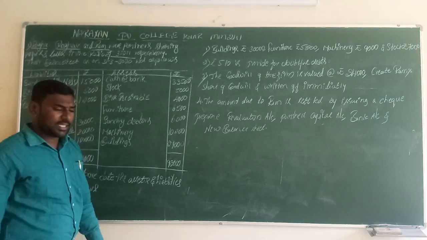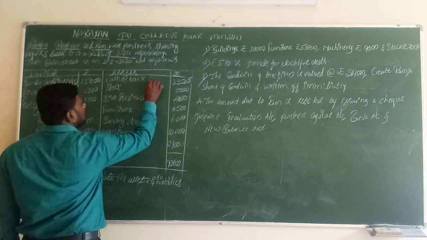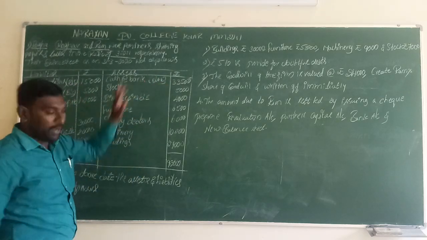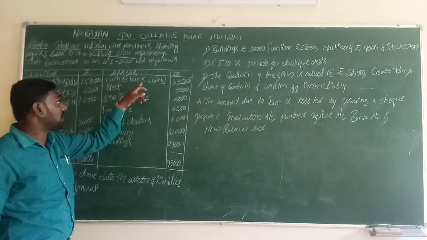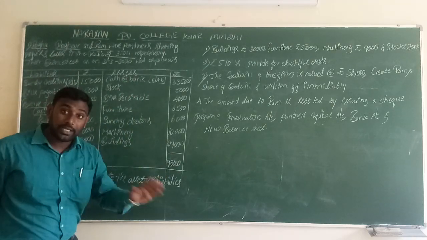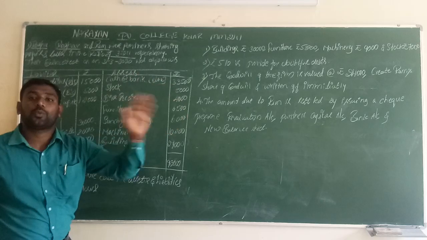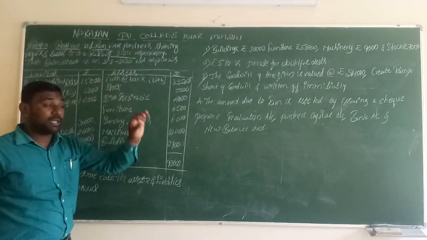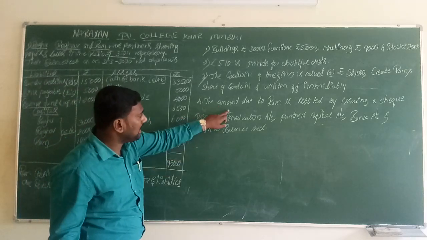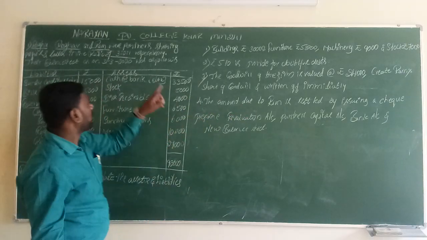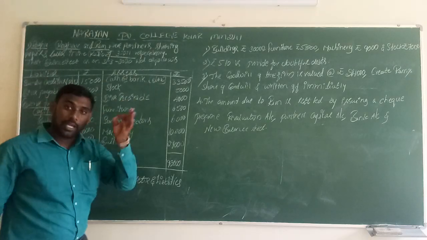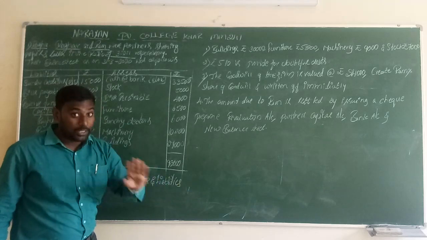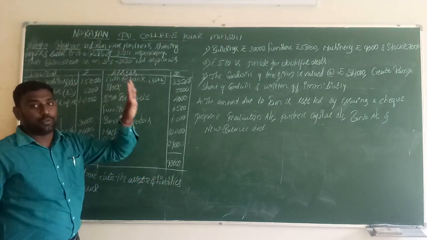Let's come to the asset side. First, cash at bank is there. It will come to the bank account, because we are settling by cheque. If it is settled by cash, it will come to the cash account. If there is no immediate settlement, it will come to the new balance sheet. Keep in mind, I'll repeat once again. If the retiring partner's dues are settled by cheque, we prefer the bank account. Settled by cash, we prefer the cash account. Settled later, not immediately, it will come to the new balance sheet.